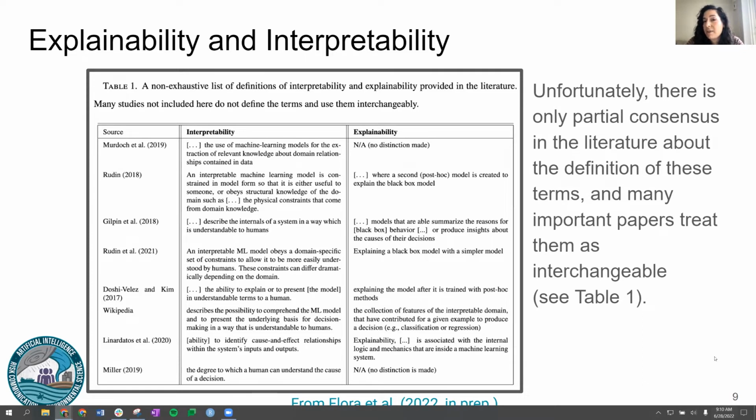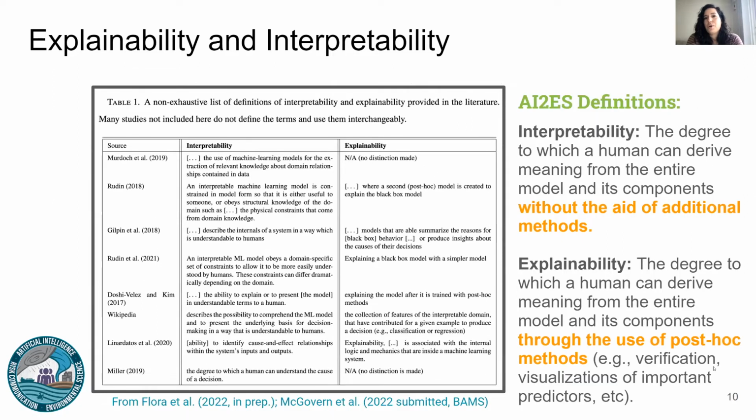So they are very similar terms, but they are more nuanced when it comes to applications, when you get into the mathematics behind defining a model. And unfortunately, there's only partial consensus in the literature about what these definitions mean, and more importantly, that they can be treated interchangeably, as you've seen here in this table. And in our next slide, the Institute has put forth some definitions that we think, as working definitions, fit to distinguish these two.